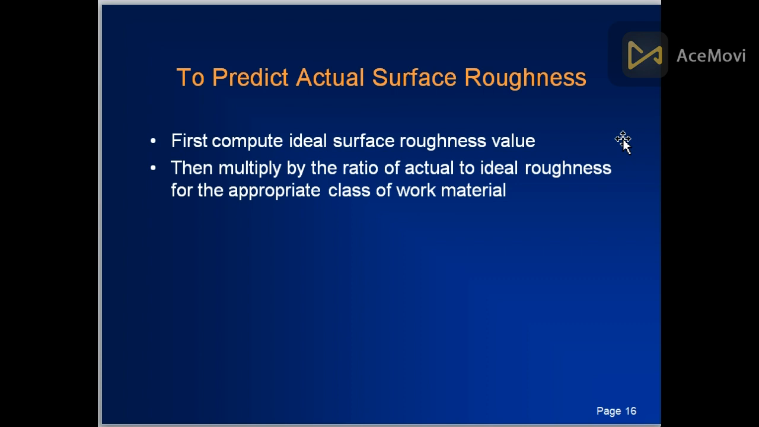To predict actual surface roughness, first compute the ideal surface roughness value and then multiply it by the ratio of actual to ideal roughness for the appropriate class of material. In this way, we can predict actual surface roughness.